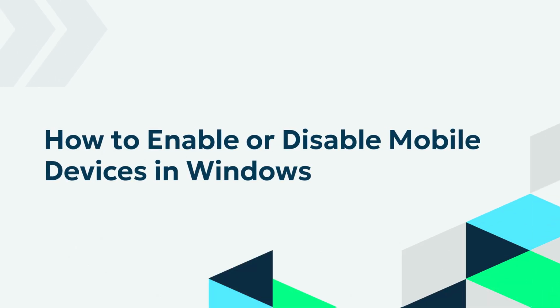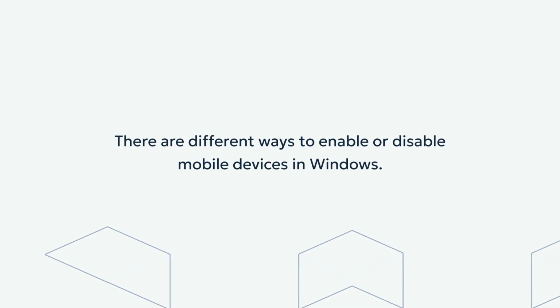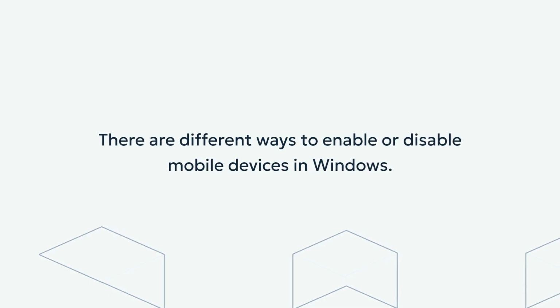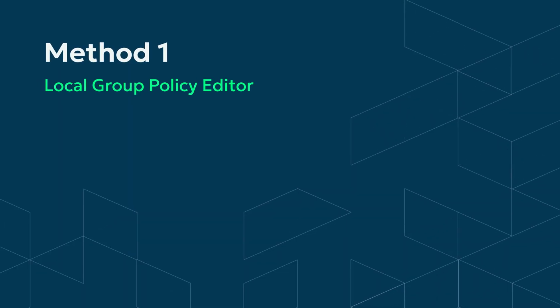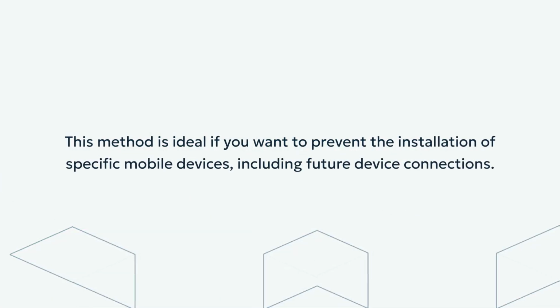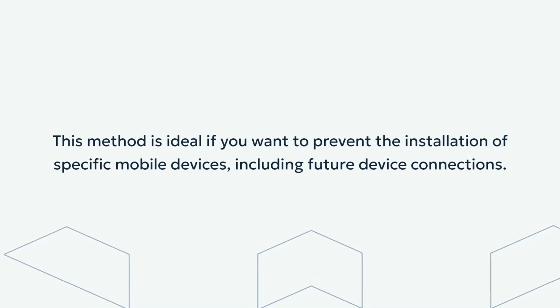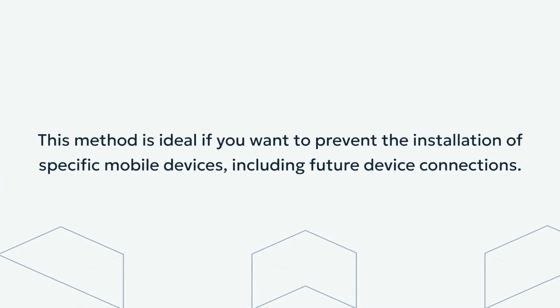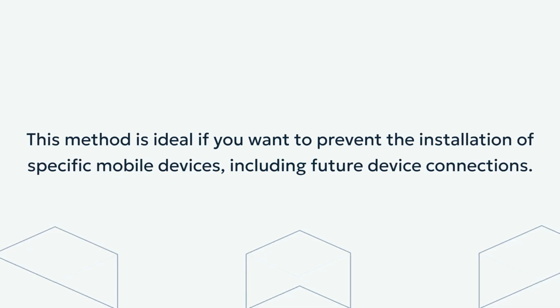How to enable or disable mobile devices in Windows. There are different ways to enable or disable mobile devices in Windows. Let's start with the Local Group Policy Editor. Method 1. Local Group Policy Editor. This method is ideal if you want to prevent the installation of specific mobile devices, including future device connections.